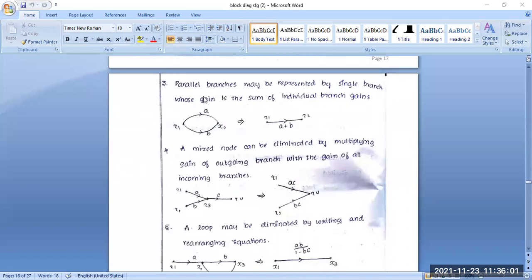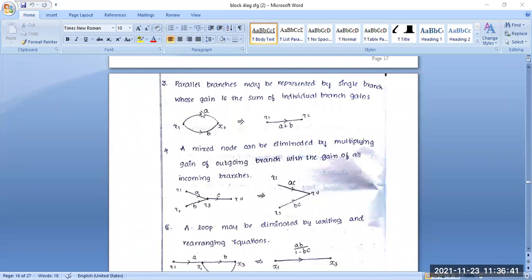Next we have to go to the parallel branch. A parallel branch may be represented by a single branch whose gain is the sum of the individual branch gains. In this diagram you can see this is the x1 node and this is the x2 node. You have to start your journey from x1 and remember the end point, that is x2. You can travel in this way, or another way is also present. So this is one branch, and this is another branch.